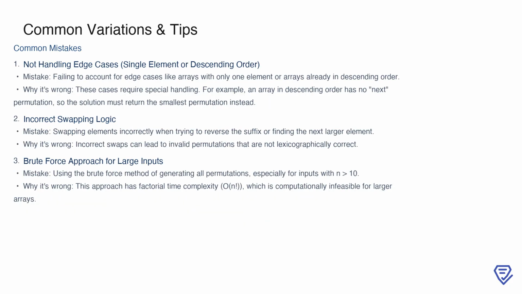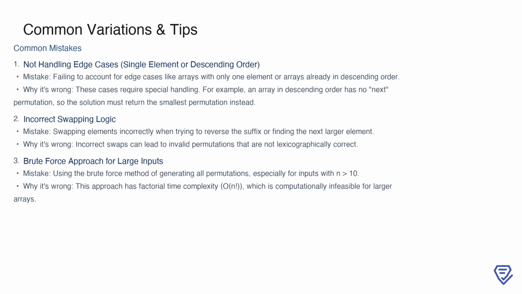When solving the next permutation problem, there are a few common mistakes to watch out for. First, failing to handle edge cases properly can lead to incorrect results. For instance, if the input array has just one element or is already in descending order, these scenarios require special attention. Arrays in descending order, for example, don't have a next permutation, so the output should be the smallest permutation instead. Another frequent issue is incorrect swapping logic. If the elements are swapped incorrectly while reversing the suffix or identifying the next larger element, the result will likely not be lexicographically correct.